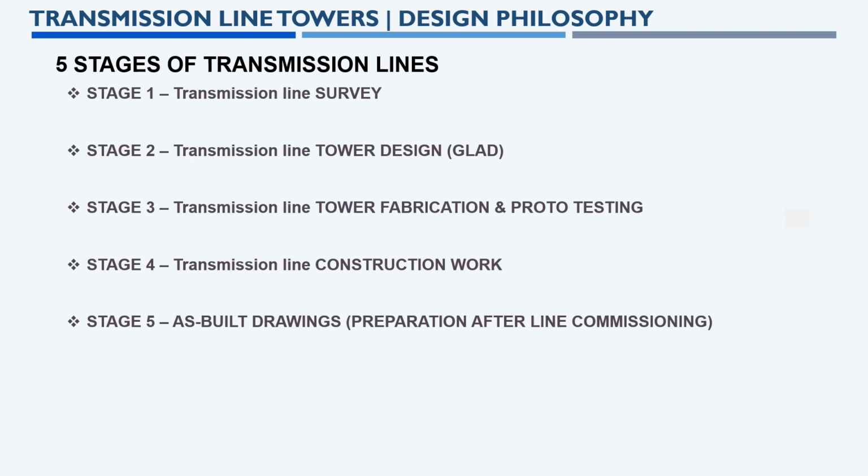In stage 4, transmission line construction work, this includes both the erection of the tower and the construction of the foundation below the tower. Stage 5 is as-built drawings. This is the preparation after line commissioning. Once all the commissioning activities of the transmission line tower are completed, there may be some changes that occurred as per the site conditions, so that information we have to capture in as-built drawings. So these are the 5 major stages in transmission lines.